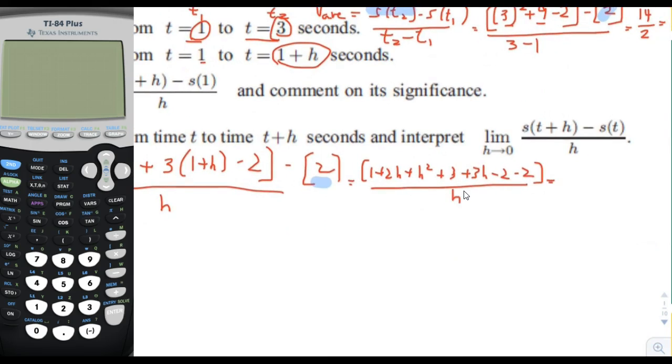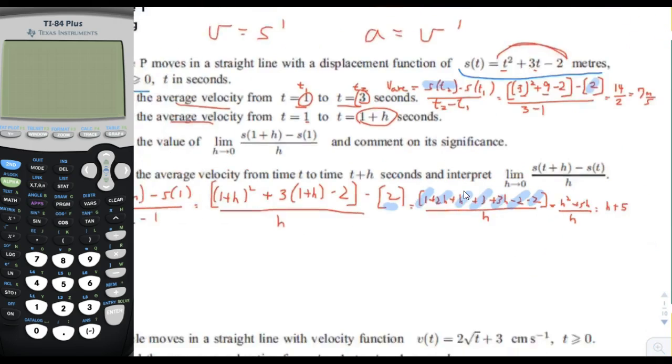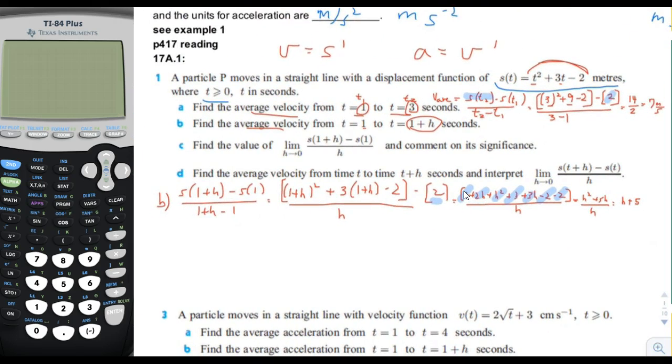Let's see if we can simplify this. There's one h squared term, it's that one. What about h terms? There's 2h and there's 3h, that's 5h. And what about constant terms? There is 1 plus 3, which is 4, minus 2, which is also 4... so 4 minus 4 is 0. So the constant term disappears, and now we basically have h plus 5. Okay? And that is the average velocity from 1 to 1 plus h.